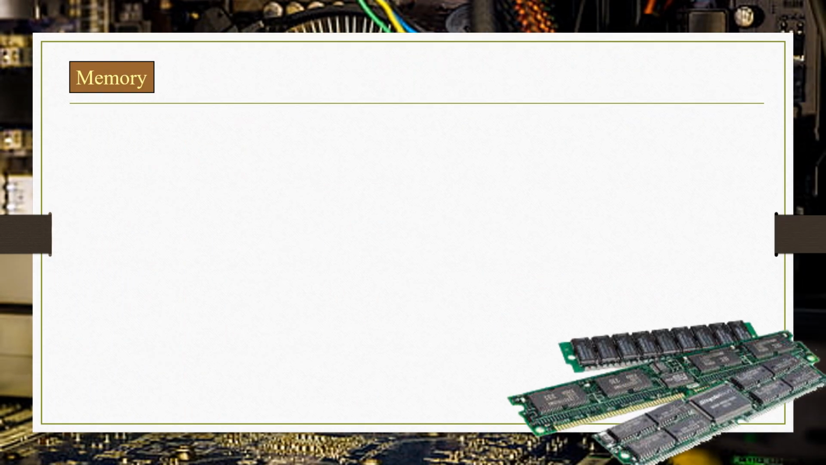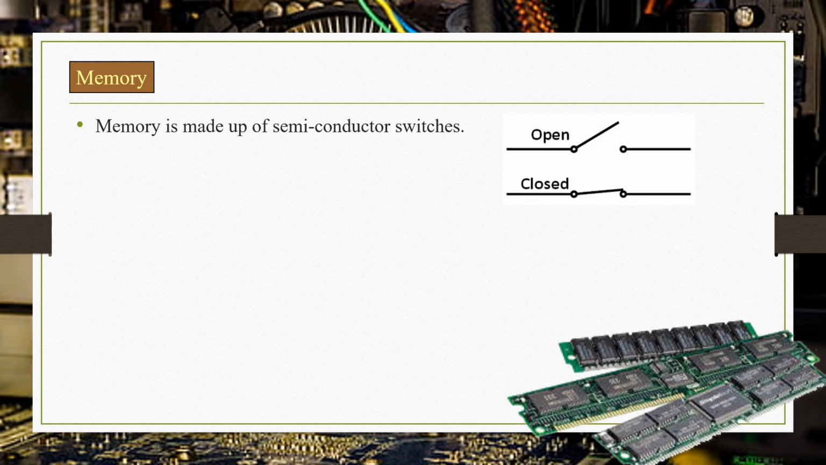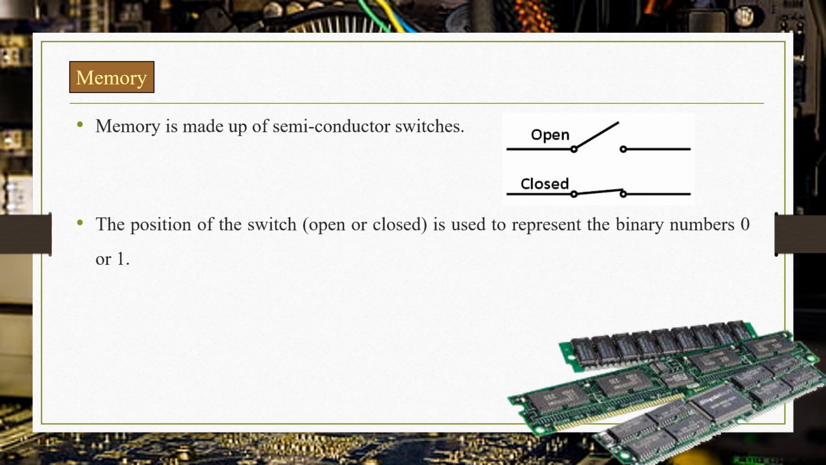So as we just said, RAM and ROM are semiconductor memories, and this memory is made up of semiconductor switches, and each switch can be either in the open state or in the closed state. If the switch is open, the current won't pass through that switch, so the switch is in the off state. And if the switch is in the closed state, the current can pass through that switch, and so it represents the on state.